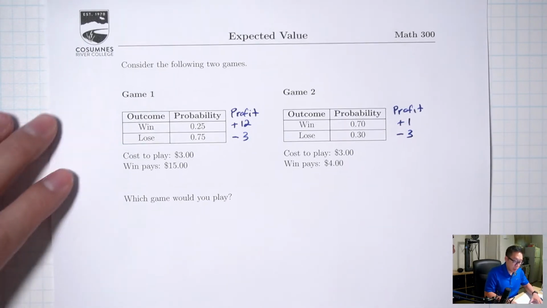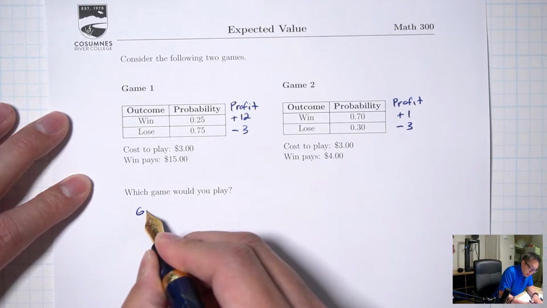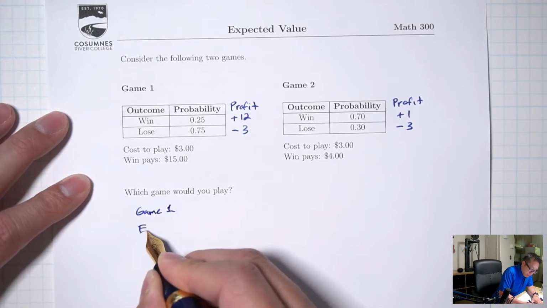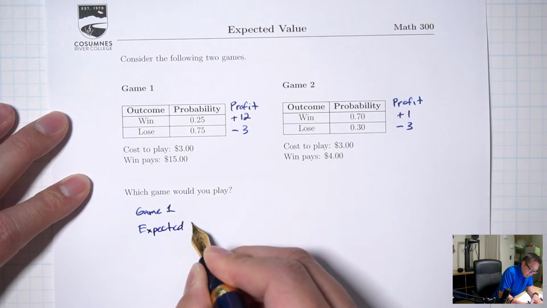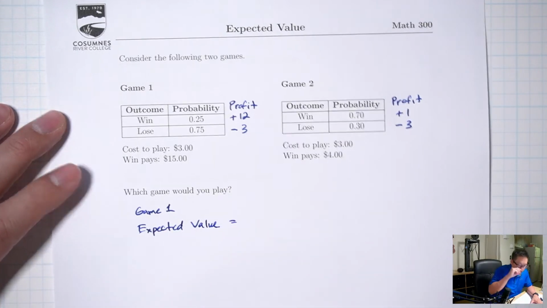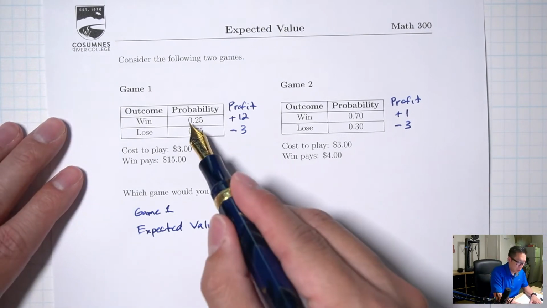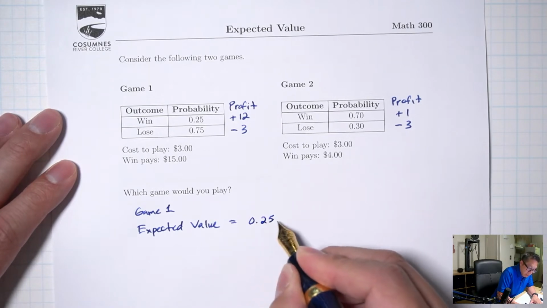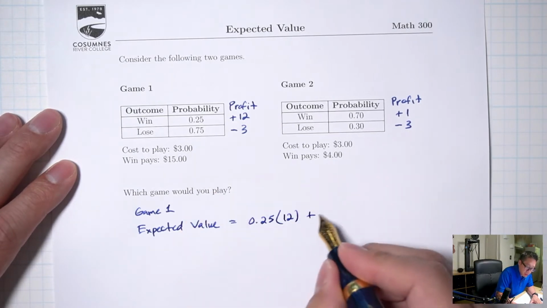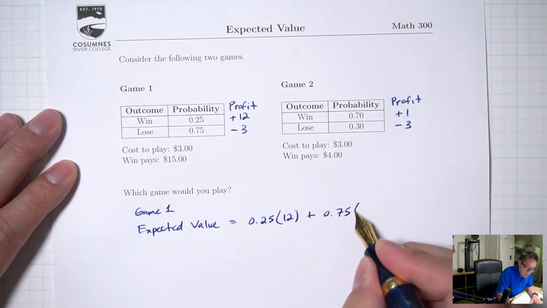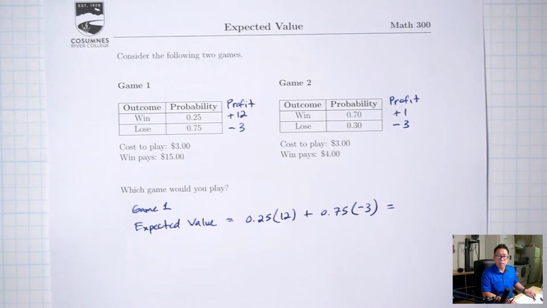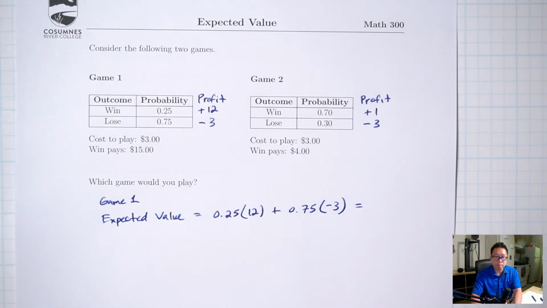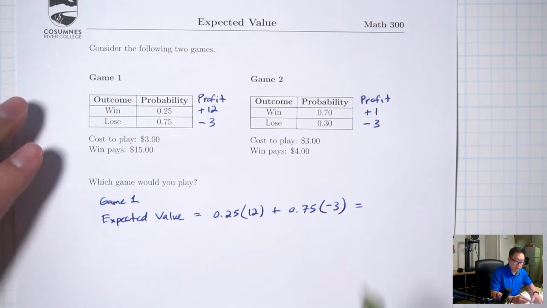And now let's calculate the expected value. Let's first start with Game 1. The way you calculate expected value is probability times the profit plus probability times the profit. 0.25 times 12 plus 0.75 times negative 3. And let's see what this is. $0.75.